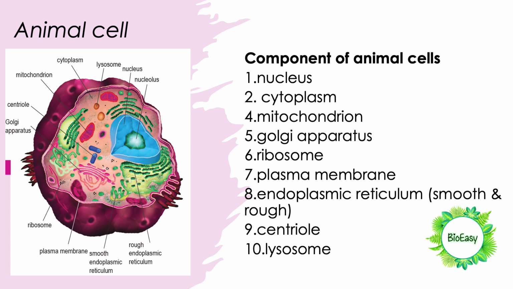Now we will talk about animal cells. The components of animal cells consist of nucleus, cytoplasm, mitochondrion, Golgi apparatus, ribosome, plasma membrane, endoplasmic reticulum, centriole and lysosome.